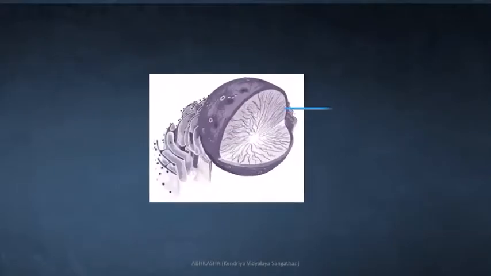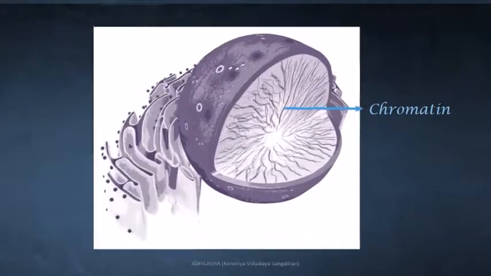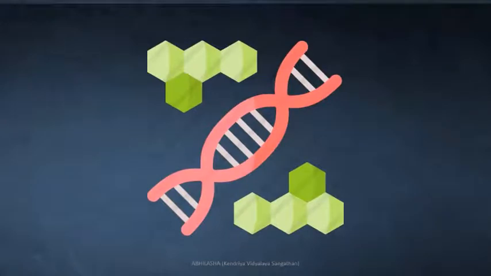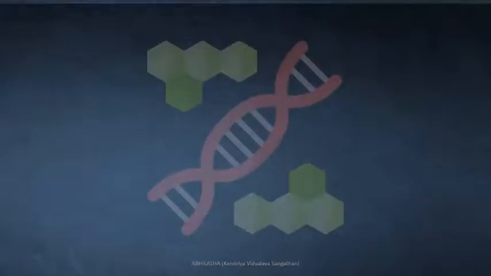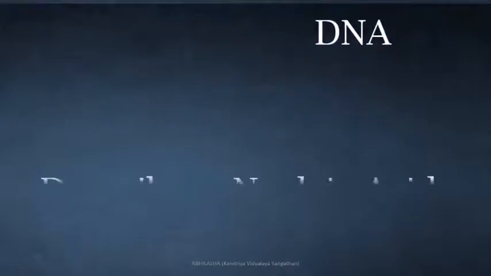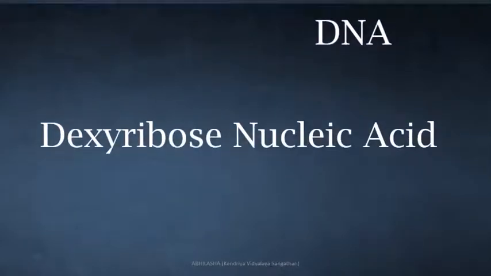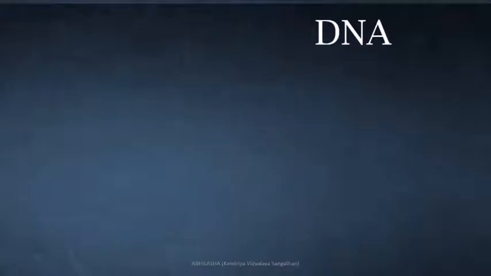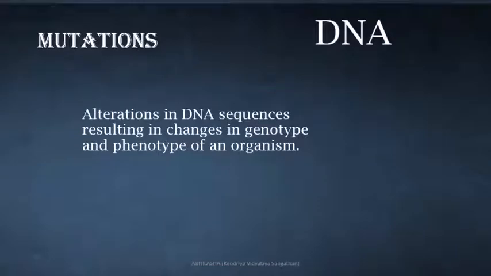We all know that we have thread-like structures known as chromatin in our nucleus. This chromatin is chemically DNA, deoxyribose nucleic acid. These DNA are the blueprints that code for all our characters or traits. Imagine if there is a change in any part of this DNA, that will change the trait that is coded by that particular part of a DNA. Such changes can therefore be very damaging. These changes in the DNA of a gene are known as mutations.